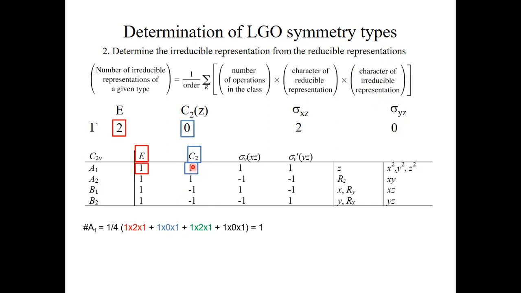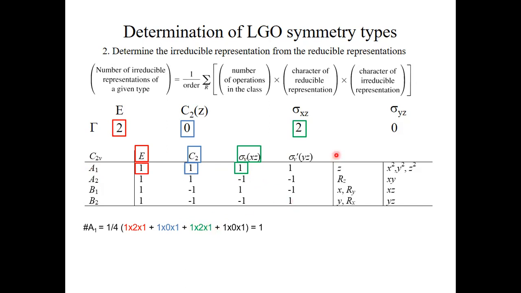Now we need to do the same for sigma xz. So how many operations do we have in the class? Well, we see that we have only one sigma v operation to consider. So you have to multiply this number with the character of the reducible representation, which is 2. In that character, we have to multiply with, well, this character here underneath sigma v for A1. So we have overall 1 times 2 times 1.